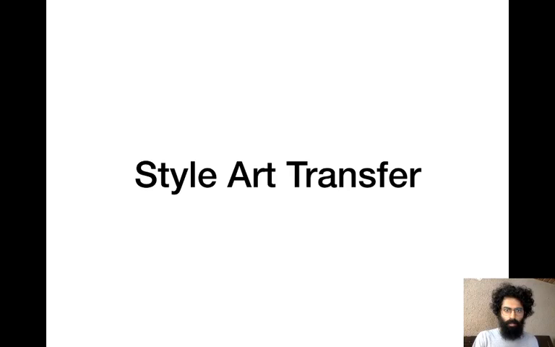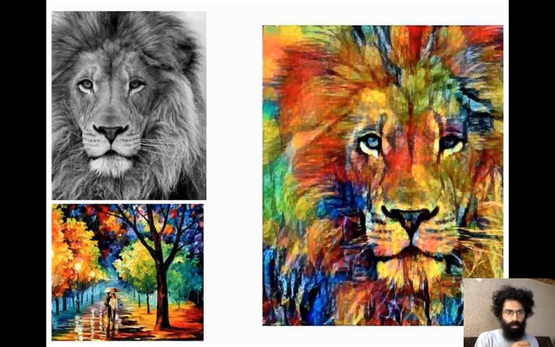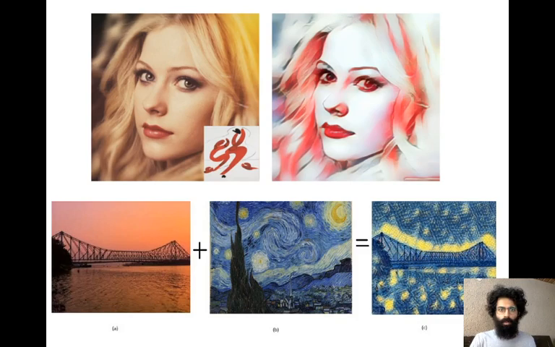Then there are some other applications, style art transfer. So let's say there is an image of a lion, and then this is a style that you want to adapt. So the output is the features of your main image and the style of whatever painting that you want to adapt. Or here, it's a girl's photo, and then there is a style, and then the photo is revamped with the style.